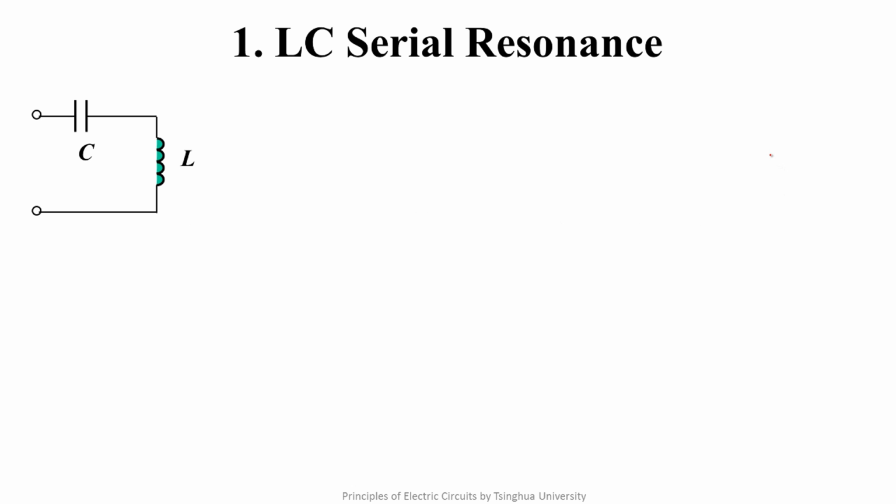Firstly, let's discuss LC serial resonance. Obviously, the input impedance is a reactance since there's no resistance in the circuit. So jX equals j omega L minus 1 over omega C. According to the definition of resonance, the imaginary part of the impedance or the admittance is zero, so the resonant angular frequency is this.